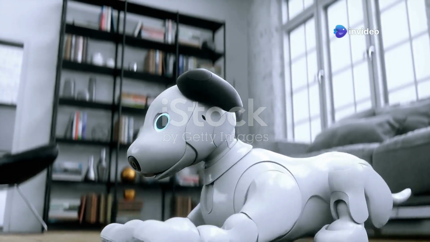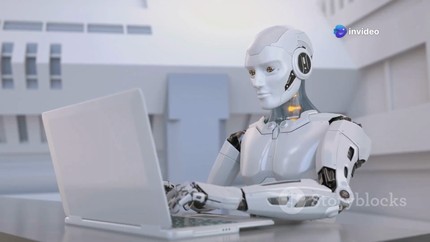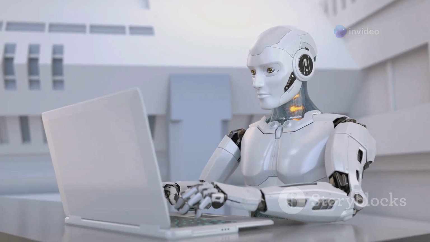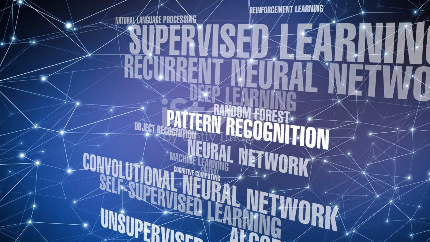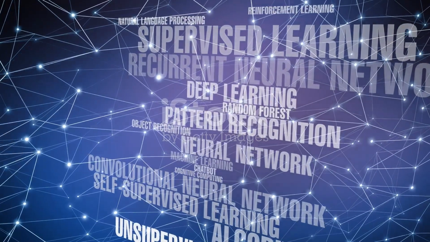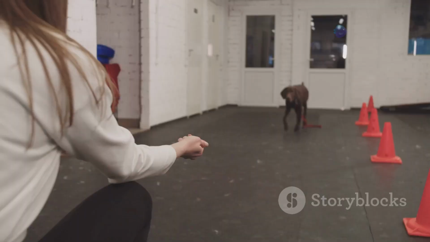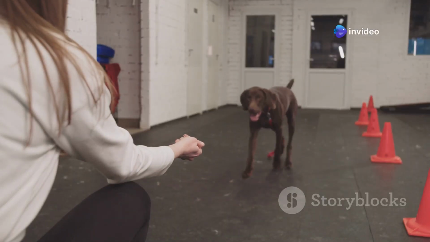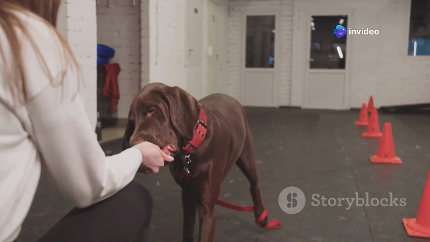Imagine teaching a robot dog new tricks. You want to know if it's learning and how to improve its performance. This is where evaluation and optimization come in for reinforcement learning, or RL. Just like training a puppy, we need ways to measure progress and adjust our training methods.